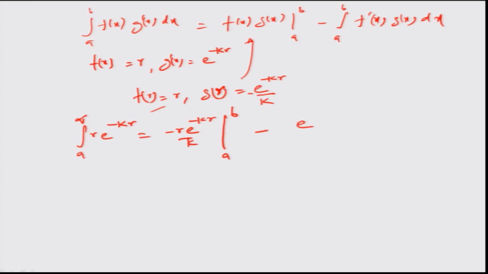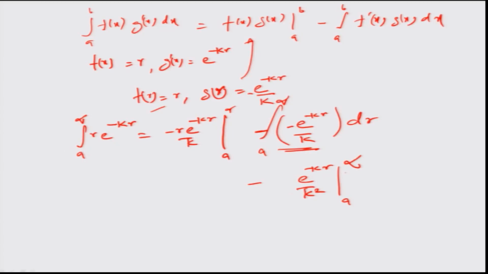So, we have only minus of e to the power of minus capital K r by k times dr, integral a to infinity. This b is infinity in our case. So, that is how we write this expression, and when we solve for this particular integral, this comes out to be e to the power of minus kr by square of k between limits a and infinity, okay.